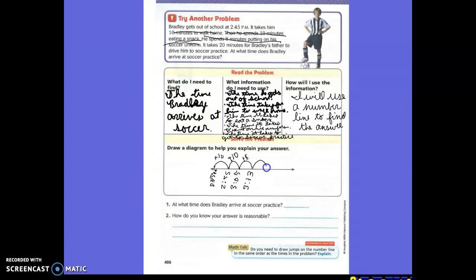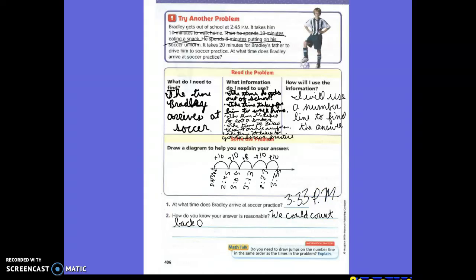So let's jump 10. What's 10 more minutes than 3:13? 3:23. And then one more 10 minutes because we said 20. You have to have 2 10s to get to 20. What's another 10 minutes from 3:23? 3:33. Okay, so what time does he arrive at soccer practice then? 3:33. AM or PM?